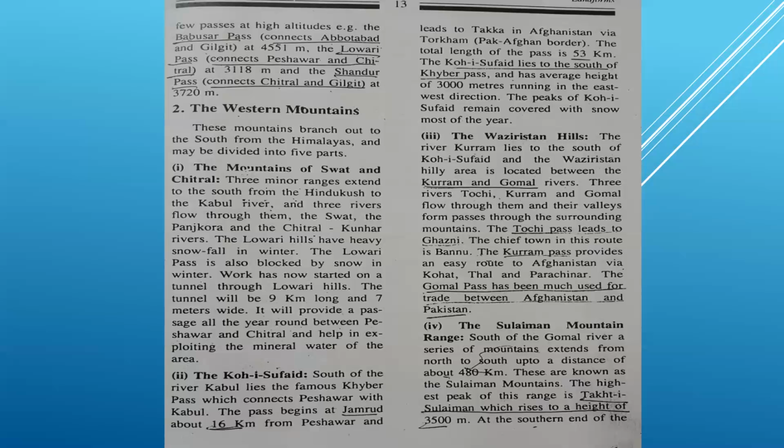South of the Gomal River, a series of mountains extends from north to south for a distance of about 480 kilometers. These are known as the Suleiman Mountains. Also, it can be a short question: name the highest peak of the Suleiman mountain range, that is Takht-e-Suleiman. And what is the height of Takht-e-Suleiman? 3500 meters.